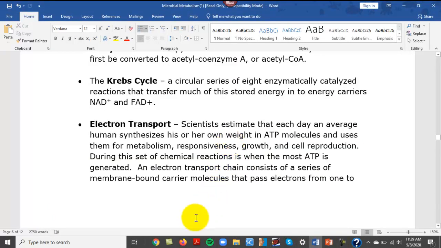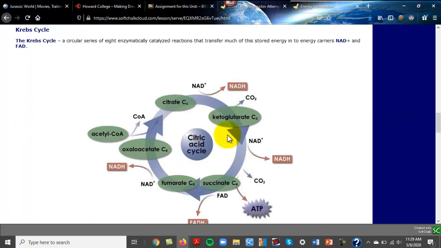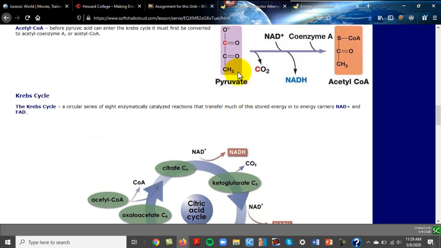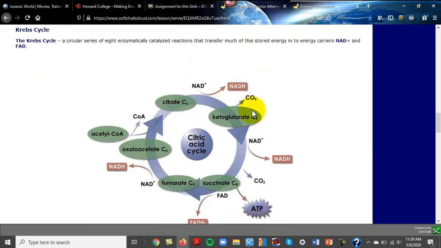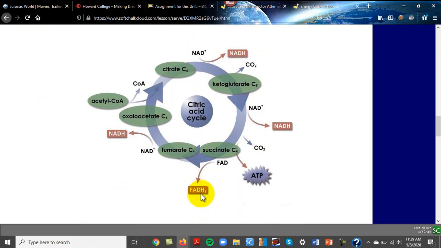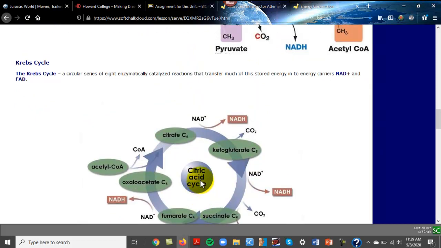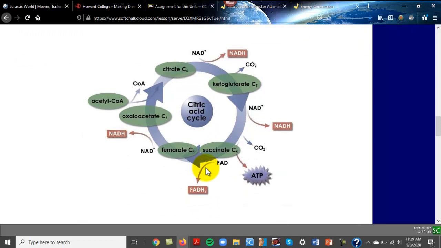In fact, I'm going to go back to our lesson here. So what happens is this pyruvate, and there's two of them, remember, so you're going to end up getting two acetyl-CoAs. They're both going to go through this cycle, and it's a series of chemical reactions where everything is stripped down. It's a catabolic reaction. In the process, you get these NADHs and FADH2. Those are energy carriers. It's like they're loading up charged batteries, and they're going to carry that energy to the next step. In the process, you do get some carbon dioxide produced, and you get some ATP produced.